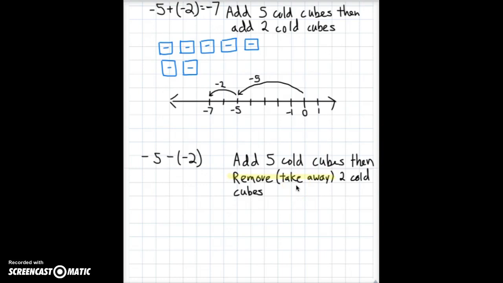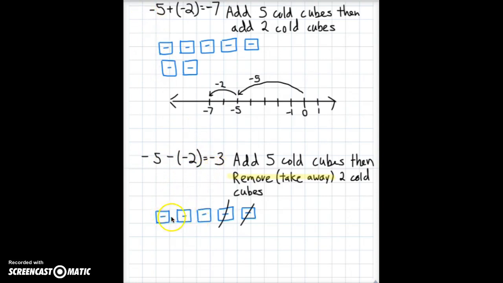So let's draw a diagram of what that means using temperature cubes. So here we've started with adding the 5 cold cubes, but then since it's removing or subtraction, we're going to take away 2 of them, and we can do that by crossing them out. So we've taken 2 away. How many are left? 3 cold. So that means that the answer or difference to this problem is going to be negative 3.